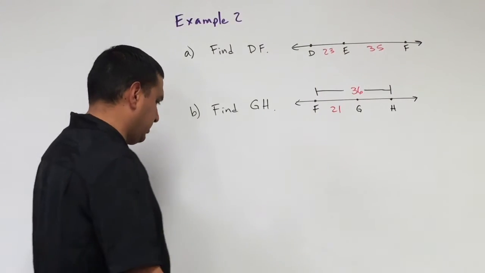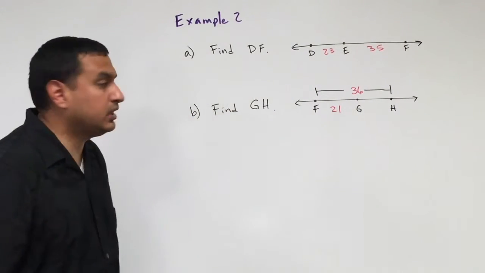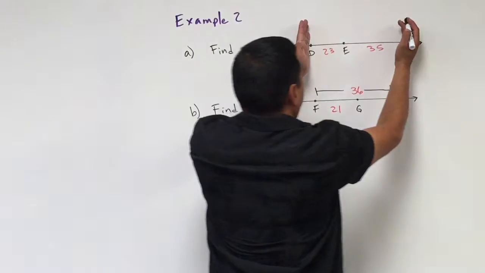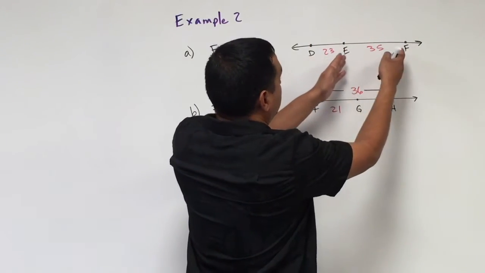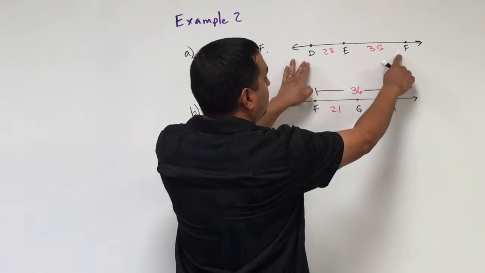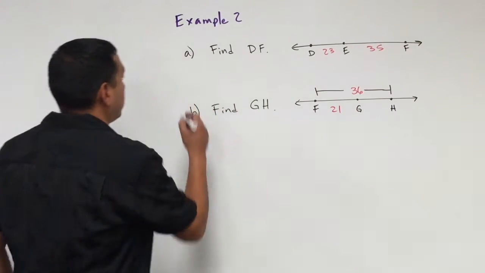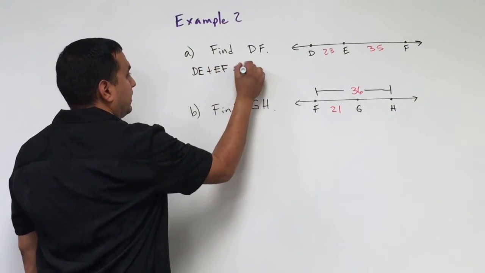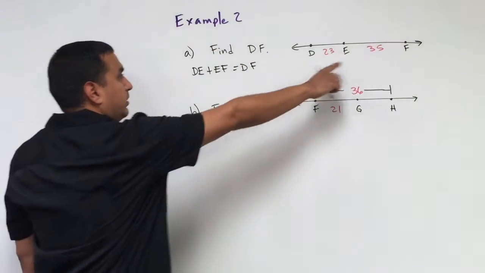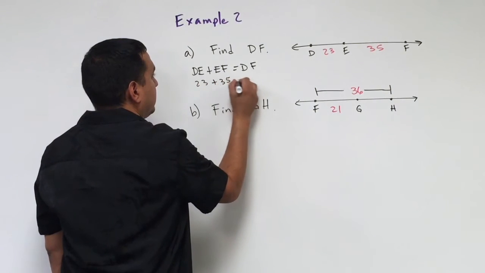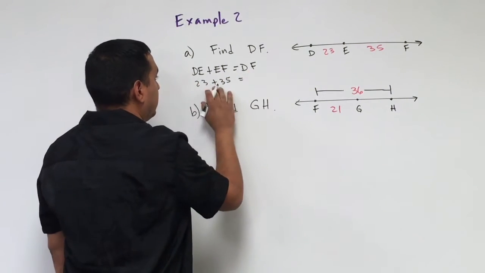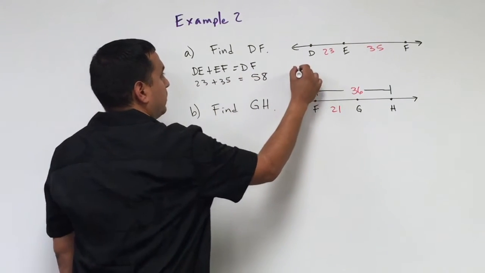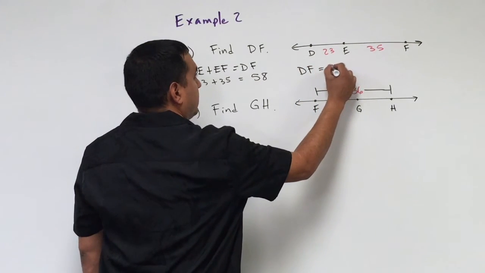All right, now let's look at some examples of this segment addition postulate. What we have to do is find the distance of this segment DF, or the length from here to here. Because I know DE is 23 and EF is 35, I can add those two together to get the entire length. The segment addition postulate says that I could take DE, add it to EF, and I would get DF. If I substitute these values in, 23 plus 35 gives me this length DF, which is 58. So the distance from D to F is 58 units.